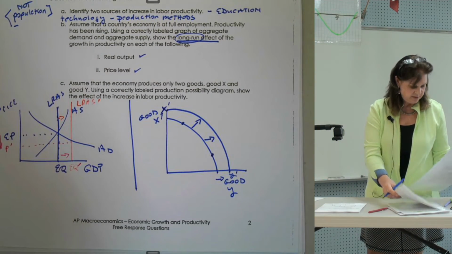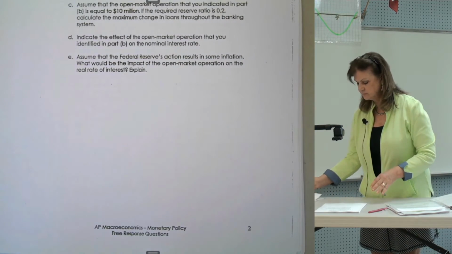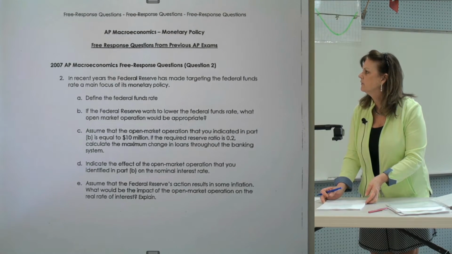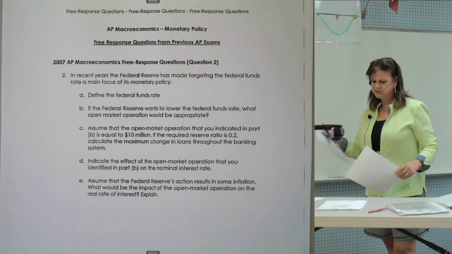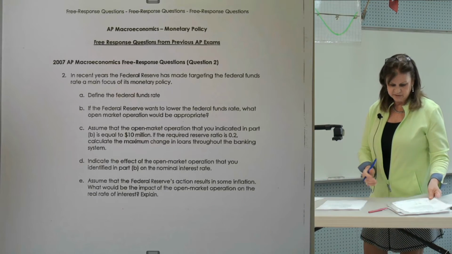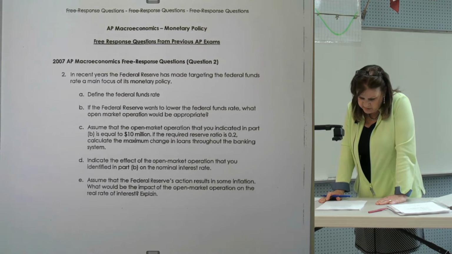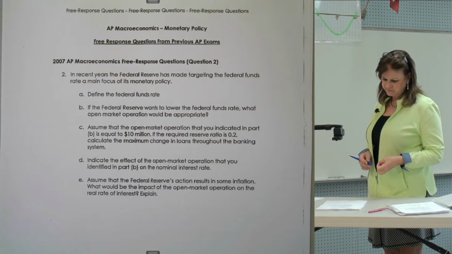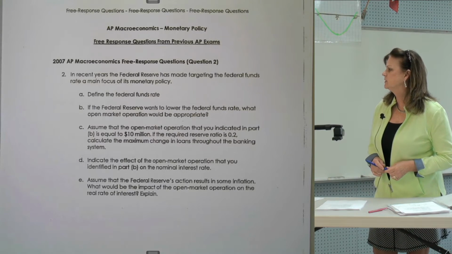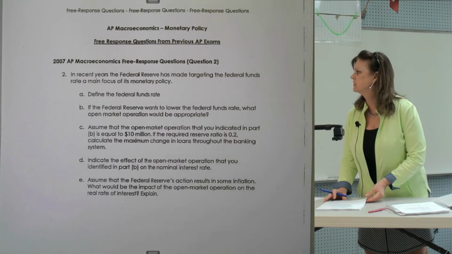Okay, let's go on to the 2007 question. And again, you've got these keys. You can refer to them if you need to. All right, 2007. This is a little bit longer question. This could look like what our long question's going to be. Although, as I'm reading through it, the Federal Reserve has targeted Fed funds, defined Fed funds. The Federal Reserve wants to lower the rate, open market operations. They're not getting into different topics, so this will be a short question. This wouldn't be your 10-point question.